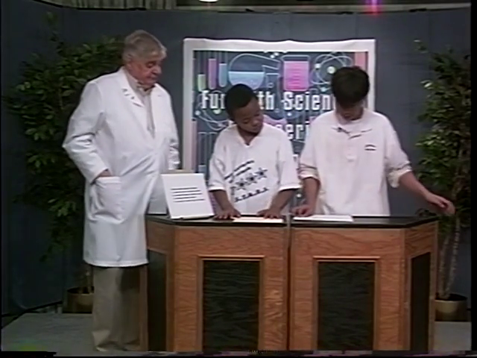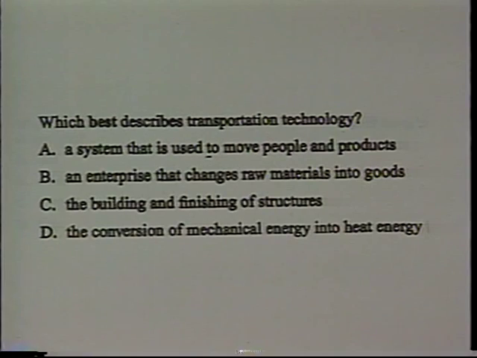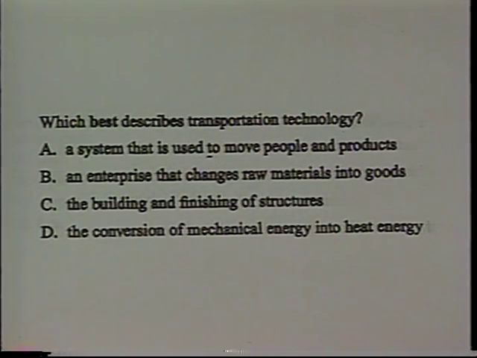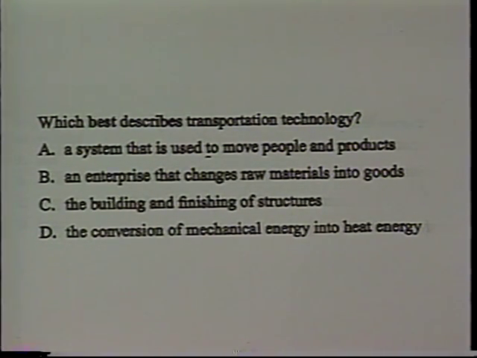Which best describes transportation technology? A. A system that is used to move people and products. B. An enterprise that changes raw materials into goods. C. The building and finishing of structures. D. The conversion of mechanical energy into heat energy.